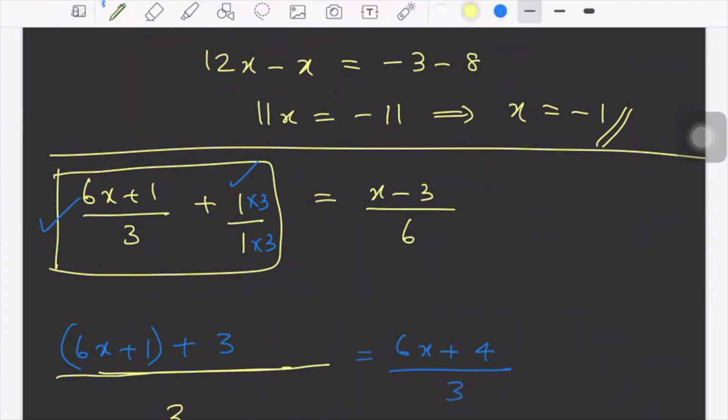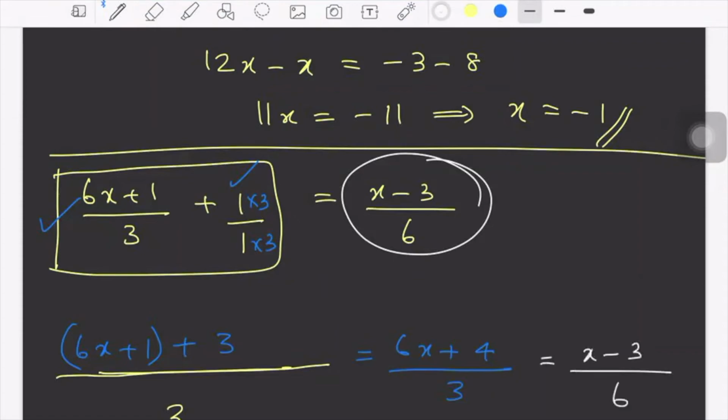And on the RHS in this particular case, there is nothing to be done because it is already in the fraction form. Otherwise, you have to do the same approach on the RHS as well. So that is equal to x minus 3 divided by 6.